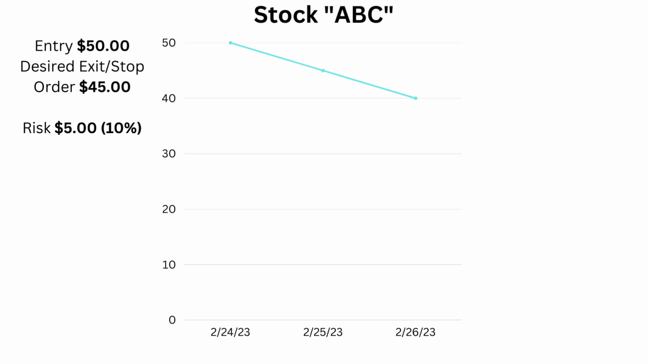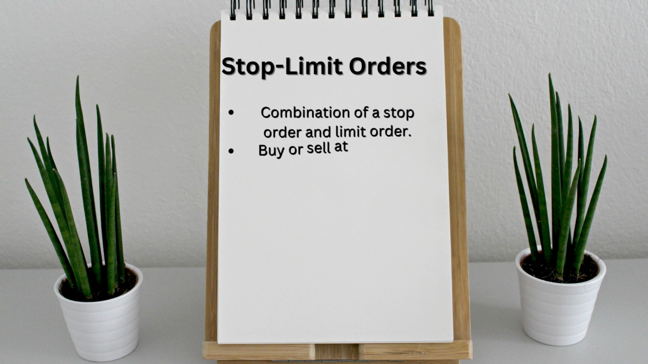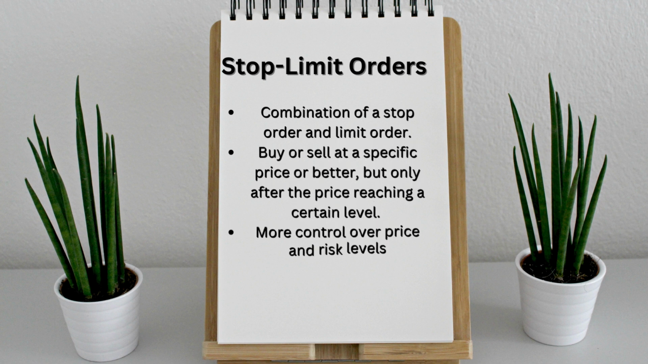Now, another type of order that's sort of like the stop order is what's called a stop limit order. And this is basically a combination of a stop order and a limit order. It means you want to buy or sell a stock at a specific price or better, but only after the price reaches a certain price level, called the stop price. Stop limit orders give you more control over both the execution of the price and the risk level.